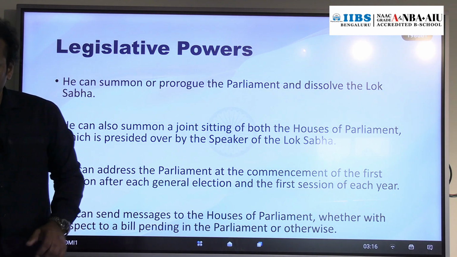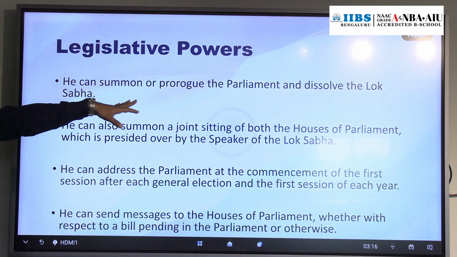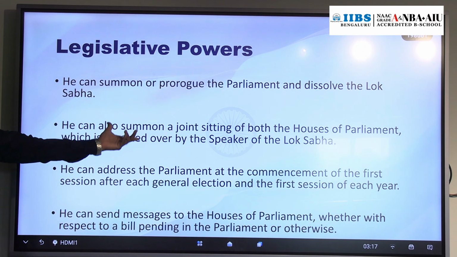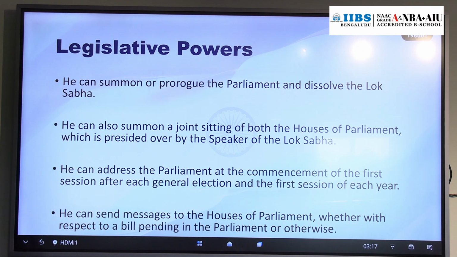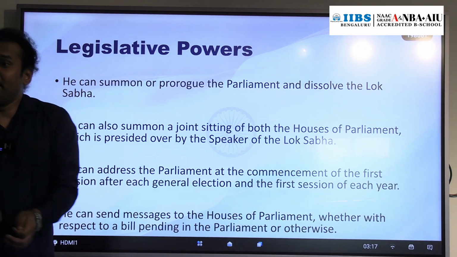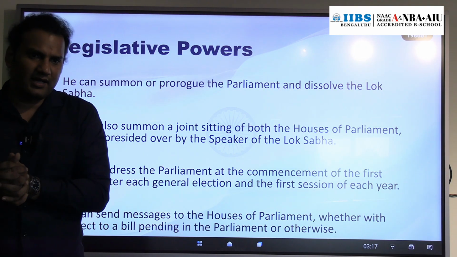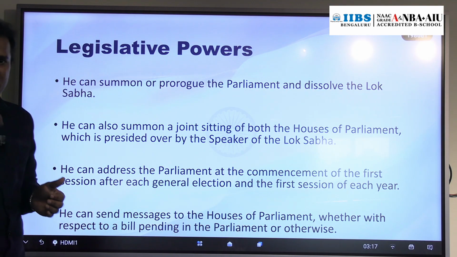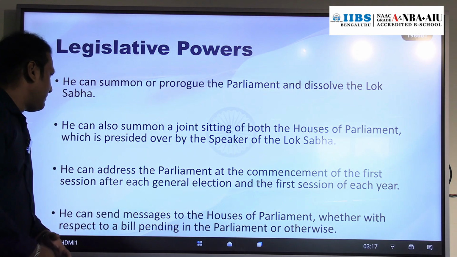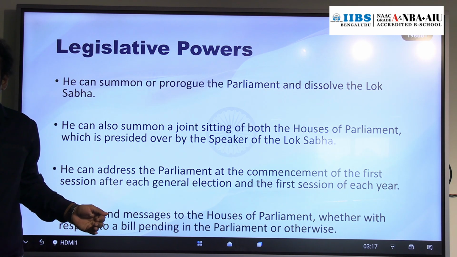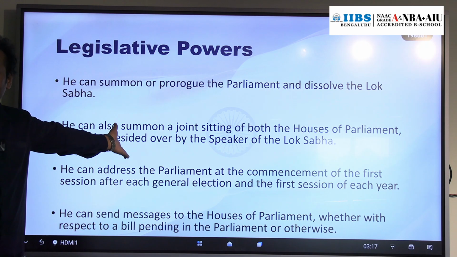Now you understood? So it is the President who will summon the joint sitting of Parliament, and the joint sitting will be presided over by the Speaker of Lok Sabha. And next, every year we have a budget session. The first session of every year is a budget session. So who will address that first session of every year? It is the President.